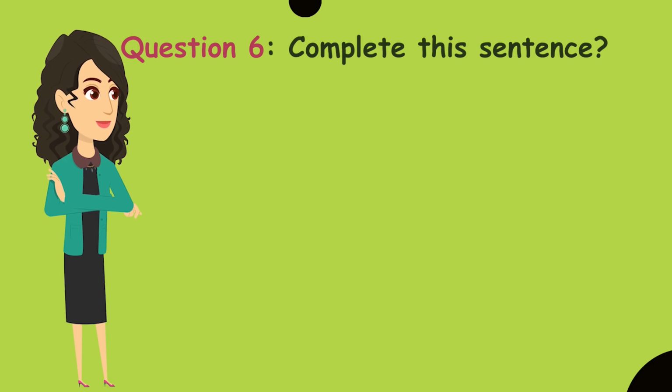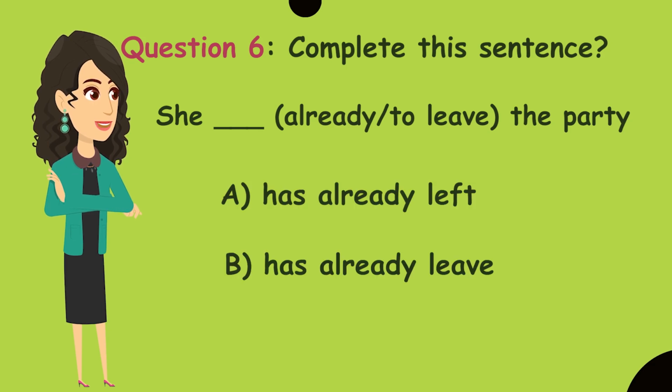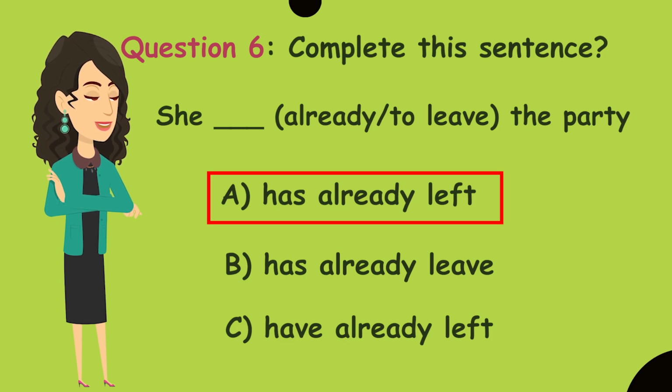Question 6. Complete this sentence in the present perfect. She, already, to leave the party. Has already left. Has already leave. Have already left. The correct answer is A. She has already left the party.